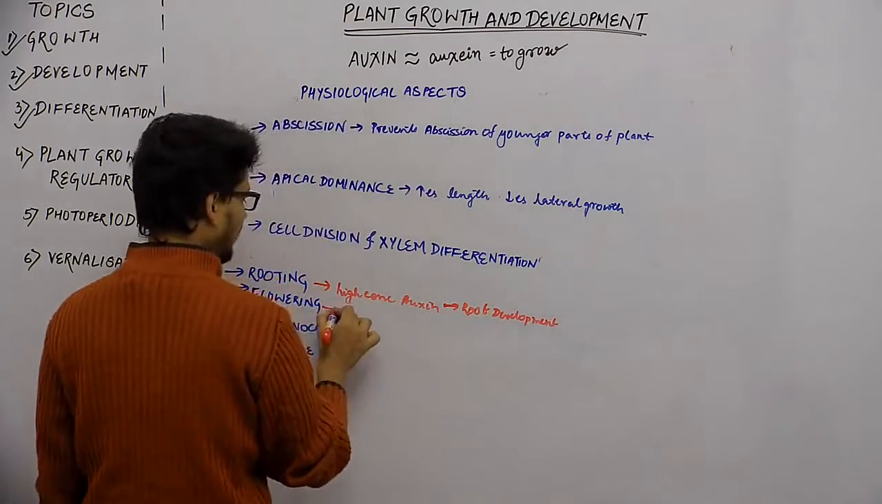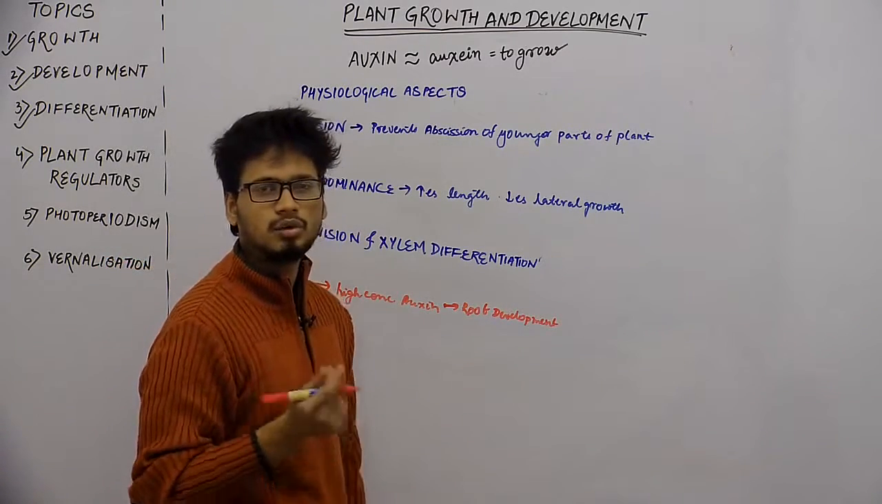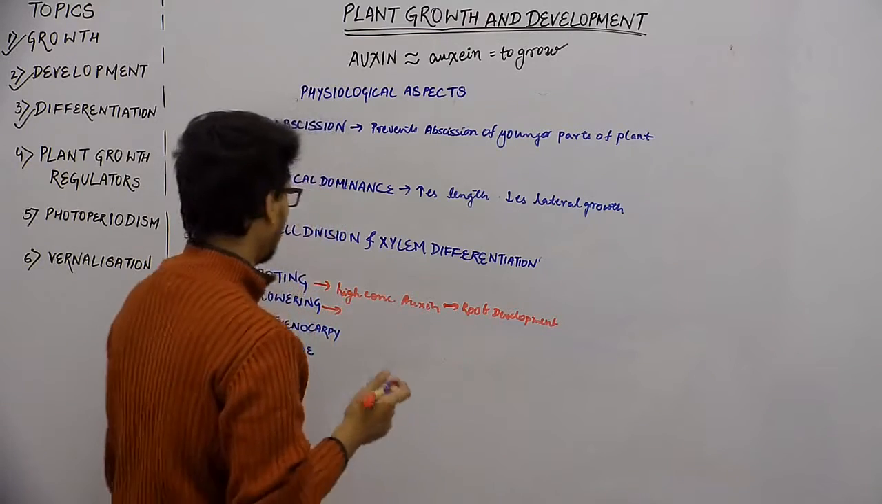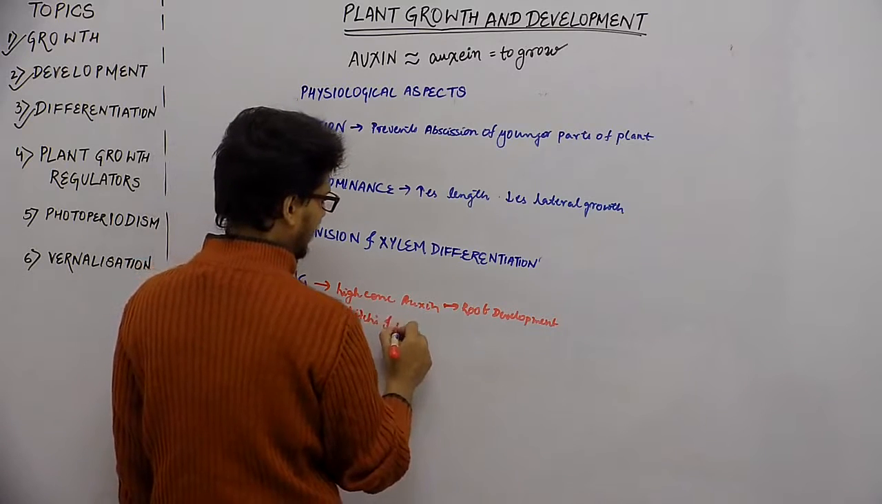In the case of flowering, auxin has a role in flowering in some plants such as lychee and pineapple.